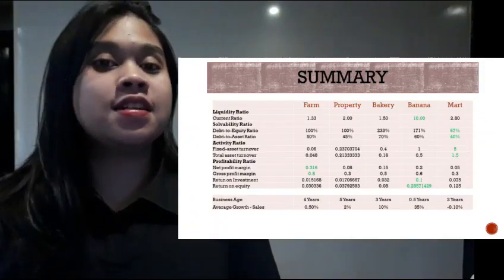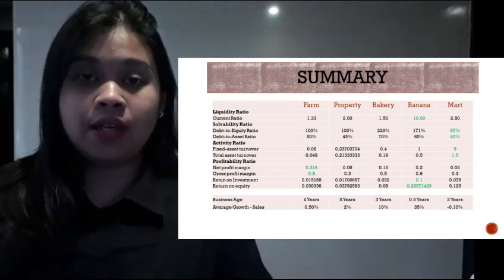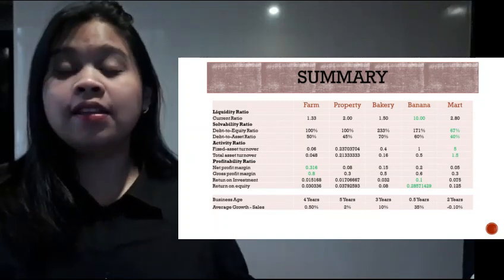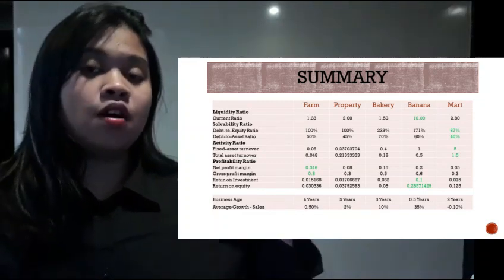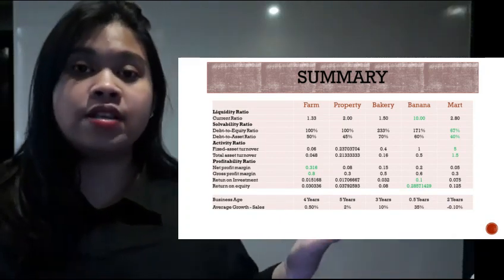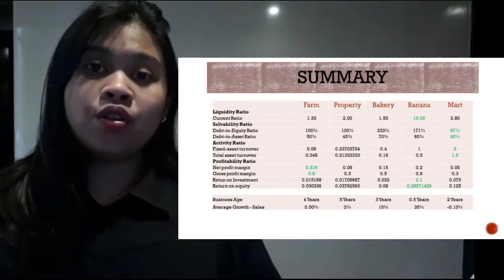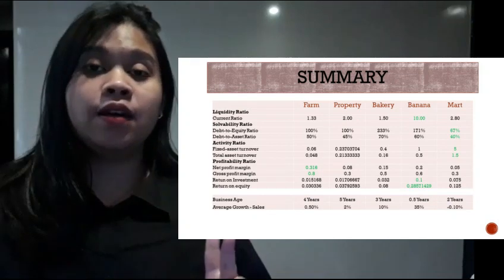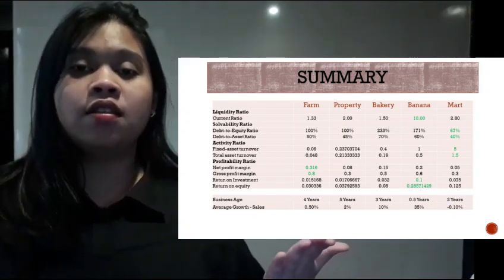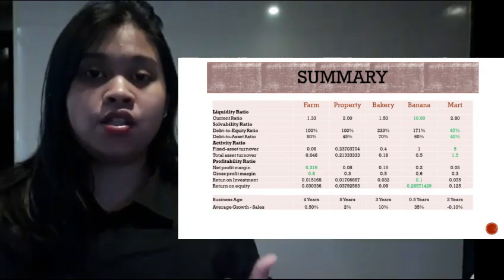So this is the result of all of the ratios in the Great NANNO Company. As we can see, the Mart section has shown the best result amongst the other sections, even though their sales decreased compared to the previous year. Meanwhile, both the property section and the bakery section don't really have the best result on all of the aspects of the ratios.